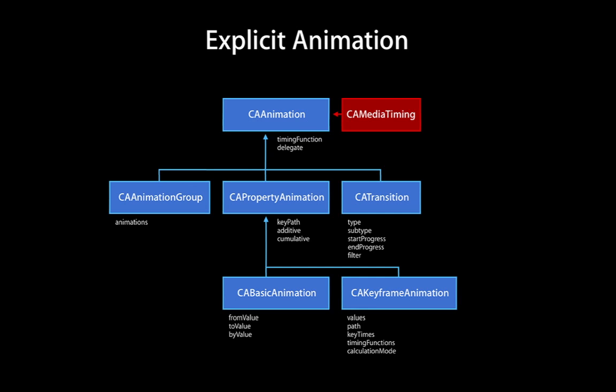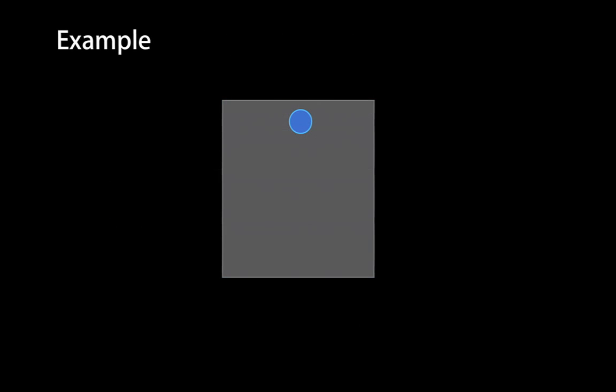It's a more complex class hierarchy here. In this case, CA animation is an abstract class. In practice, you instantiate one of the 3 leaves here, the CA animation group, CA basic animation, or CA keyframe animation. And I'm going to go back to my Hello World example to illustrate how you do this in practice.